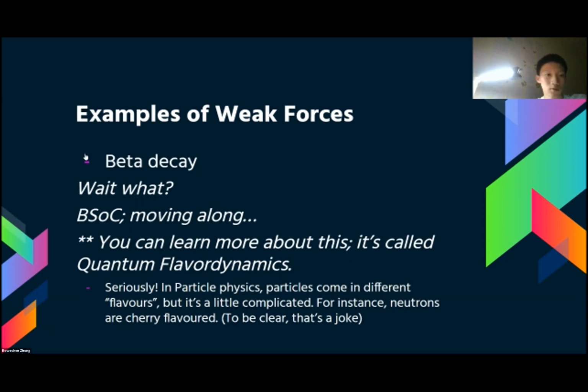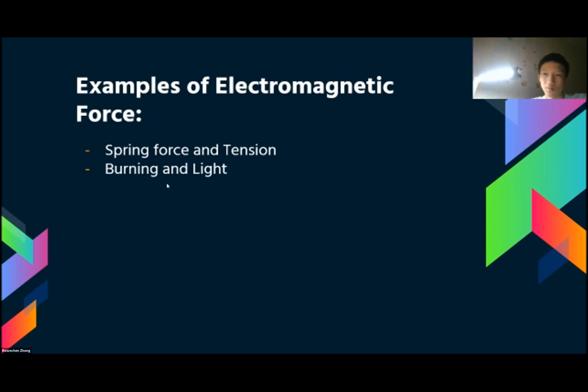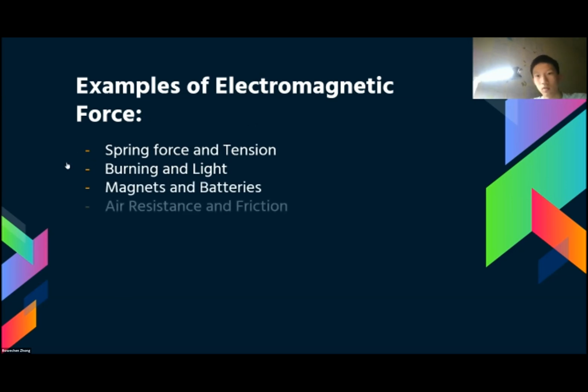There's one more force. We haven't gotten to it yet. The electromagnetic force. Now, what are some examples of the electromagnetic force? Spring force, tension. Those are the ones I brought up earlier. Well, they're both electromagnetic forces. Burning, light. If you know some things about electromagnetism, light is a form of electromagnetic radiation. Burning, any chemical process, it's also electromagnetic. Magnets and batteries, air resistance and friction.